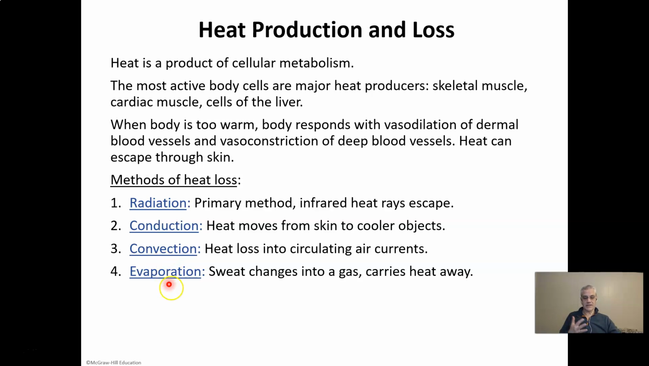And of course, obviously, evaporation. Evaporation changes the liquid sweat, liquid water, into a gas. And when it does that, the chemistry of it is when you have a liquid and the liquid evaporates, it takes energy to make that transition from liquid to gas. That takes energy, and that energy is lost in the form of heat.